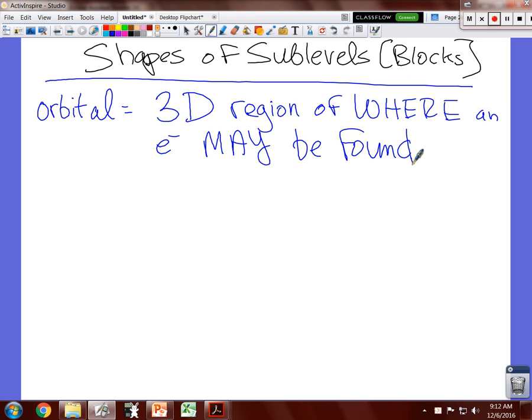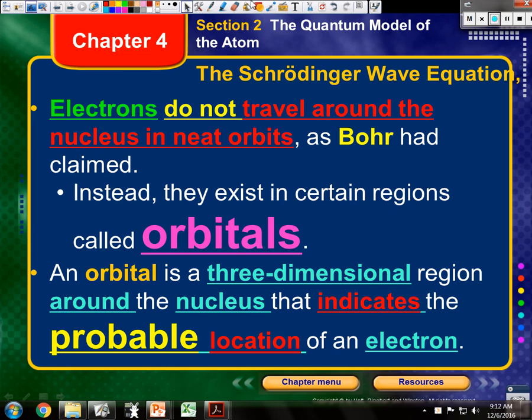So, an S orbital. First of all, an orbital is a 3D region of where an electron may be found. Remember, we've already defined this. Let me show you a picture. This is, again, what I was showing you a second ago. The definition of an orbital is, again, a three-dimensional region around the nucleus that indicates a probable location.